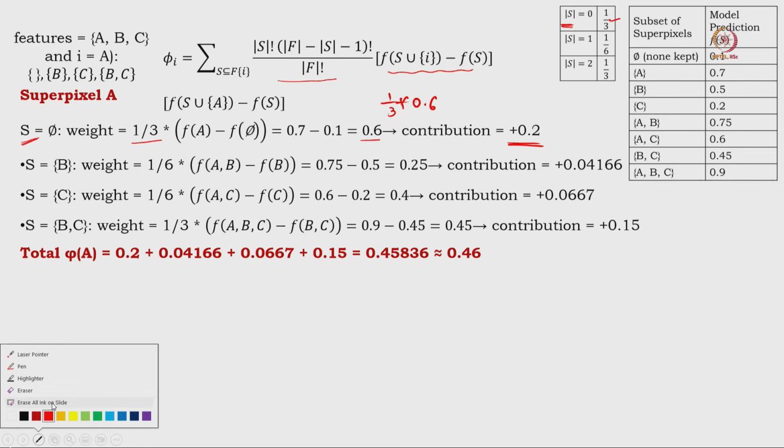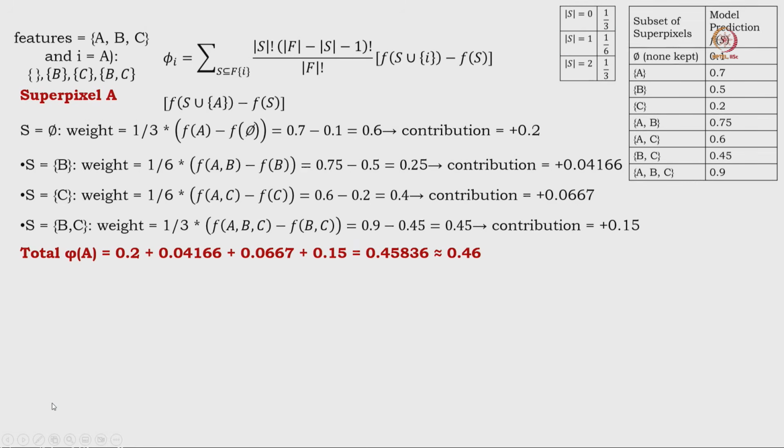Now, what exactly are these two values? What is this 0.6 and what is this 0.2? How to read? When only superpixel A is kept, the probability of predicting the frog increases by this value weighted to this value. This is how you need to read this. Understand, when superpixel A is added or kept, the probability of predicting it as a frog increases by 0.6 and is weighted to 0.2. Similarly, you will calculate for each of these.